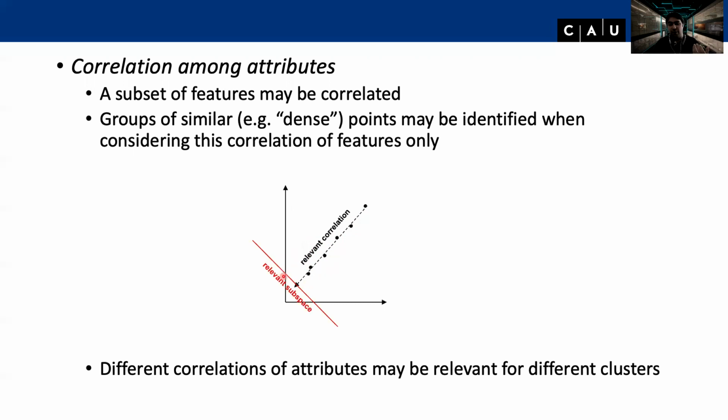And this orthogonal one that we see here, this is known as the relevant subspace, or also in some literature known as relevant cluster space or cluster subspace actually. So a subset of features, as we've stated before, may be correlated. However, groups of similar or dense objects may be identified when they are projected down to this relevant cluster subspace.